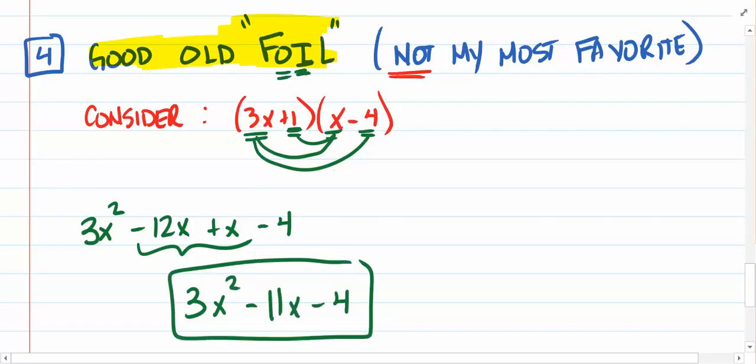Now again, we could have done LOIF or OIFL or whatever, it doesn't matter, but as long as you get all of the terms and then bring them into like terms and write it in standard form, you're good to go.